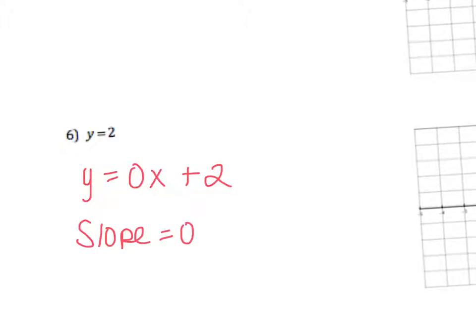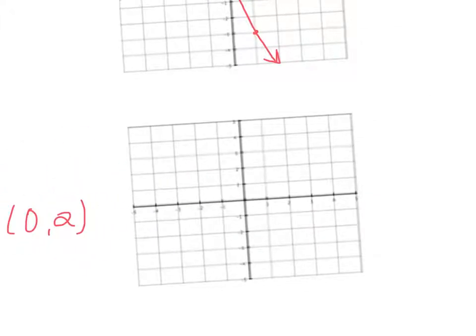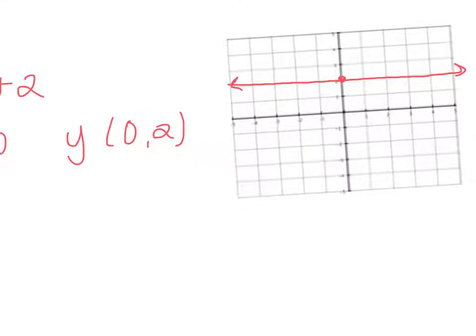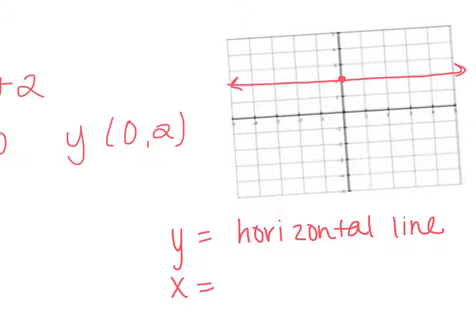And last but not least, y equals 2. Again, this might look weird to you because there is no x, so let's go ahead and put a 0x in there. This means the slope is 0, and the y-intercept is at 0, 2. So I'm going to go ahead and plot the point 0, 2, and if I have a slope of 0, that means my line is horizontal. So anything with y equals will be a horizontal line. Anything that says x equals will be a vertical line.